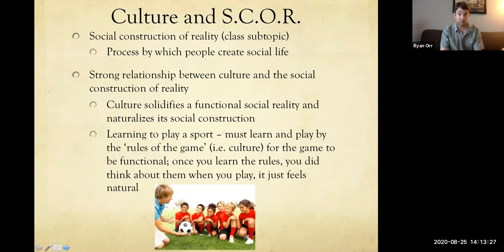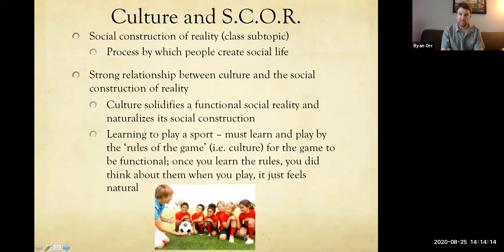And I say this strong relationship between culture and the construction of reality can be understood as culture solidifies, it promotes a functional social reality. So when people are coming from similar cultures, when they're sharing norms, when they're sharing values, when they speak the same language, social order can be created as a result. But think about people coming from different cultural ways. They embrace different values, they speak different languages, they practice different norms. There would be disorder, dysfunction rather than function. So when you share a culture, when everybody's on the same page, you can promote a functional reality.